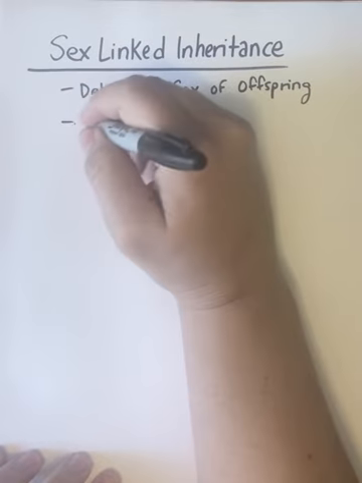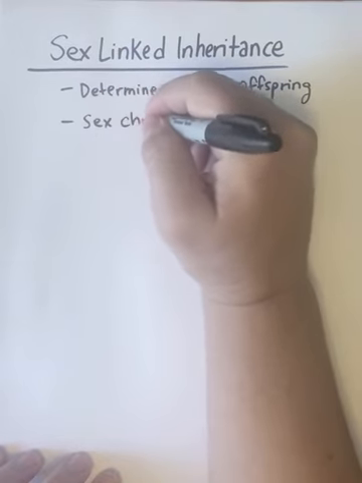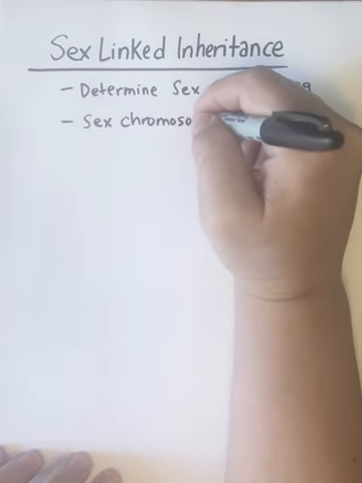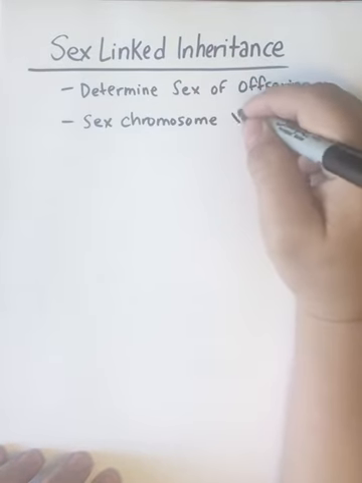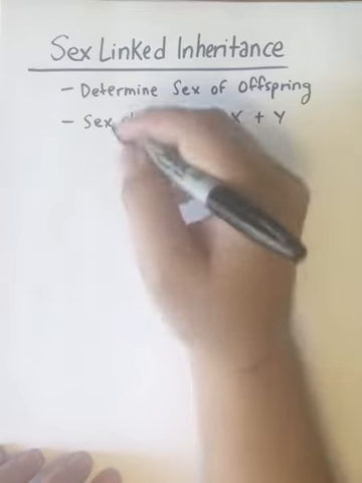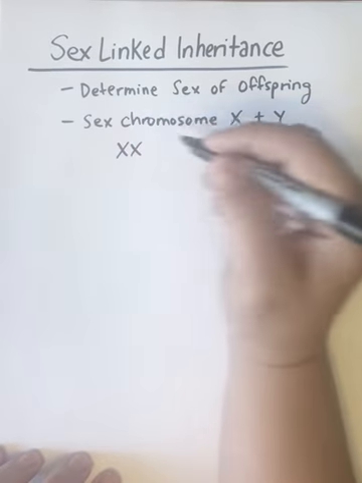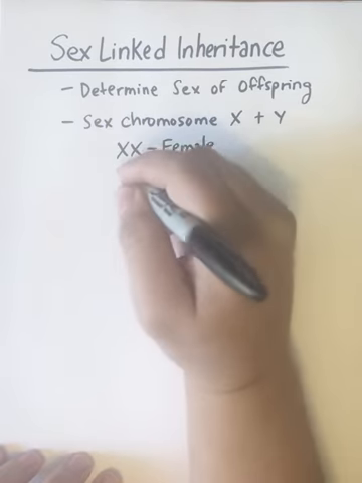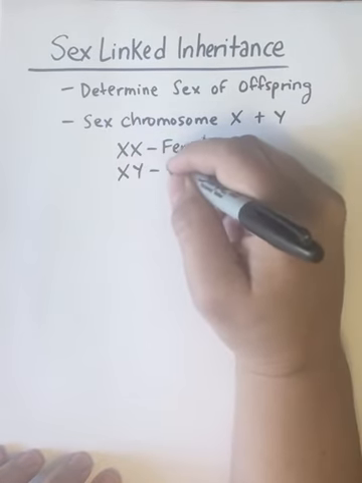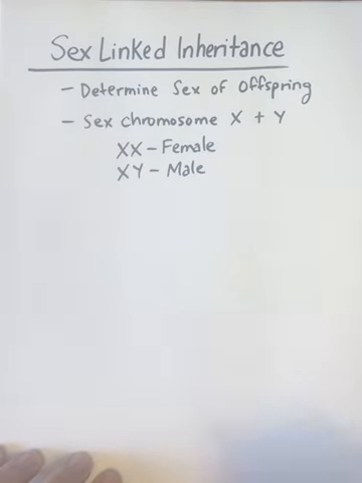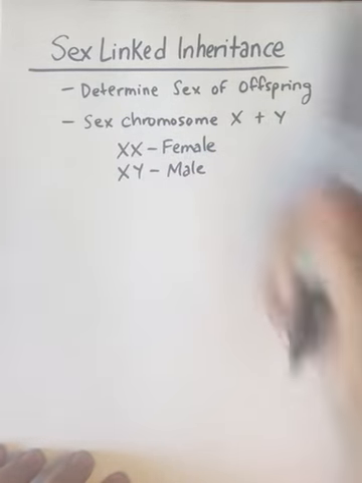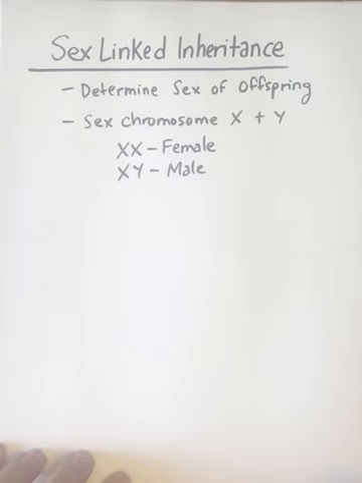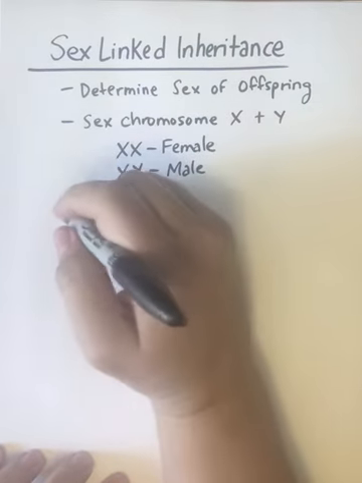Now, when we talked about sex chromosomes, they are going to be X and Y. So, if you are a female, you have two X chromosomes. And if you're an XY, your sex chromosomes make you a male. Now, when we talk about sex-linked inheritance, some inheritance comes from these chromosomes.